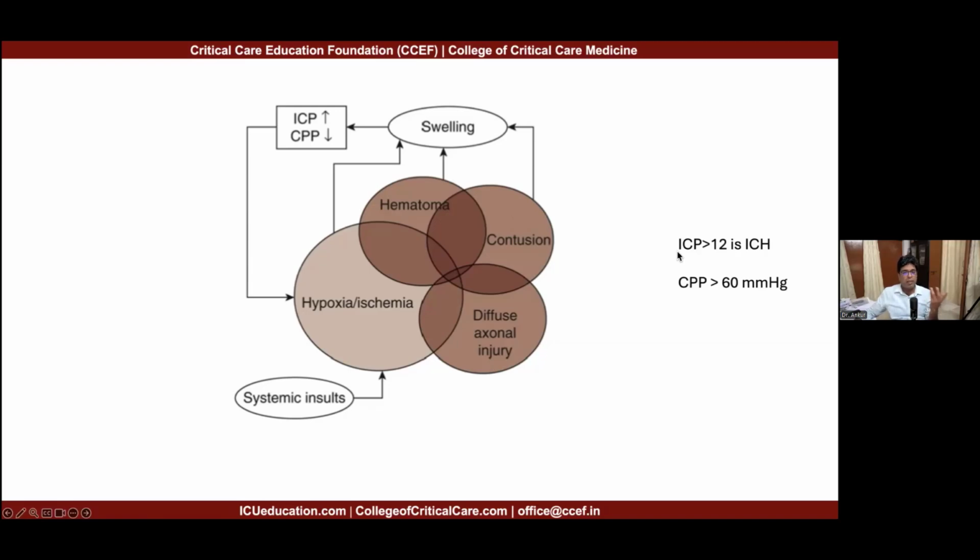So intracranial hypertension, you will say more than 12, but if intracranial pressure is more than 20, then it is a raised ICP, which is very, very alarming. And your target should be to keep the cerebral perfusion pressure somewhere around 60 to 70. Okay.